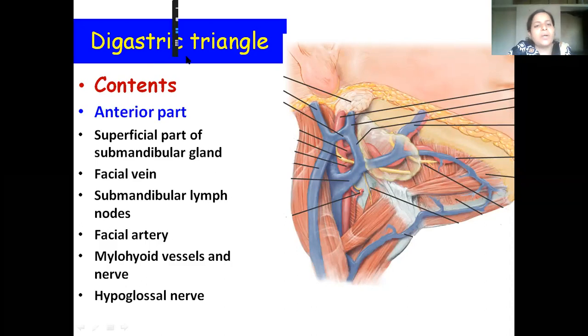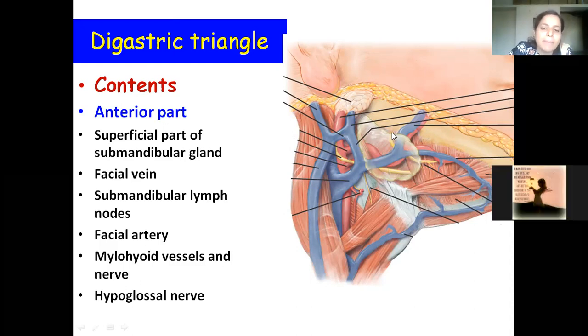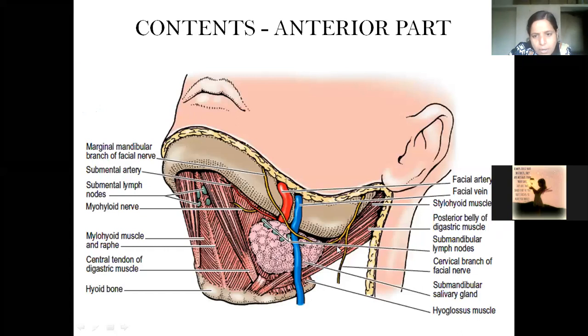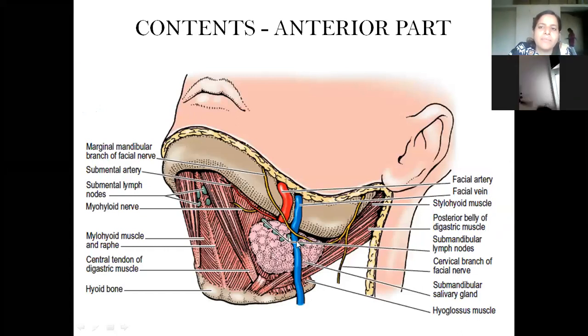What is the other name I told you for digastric triangle? I said it is submandibular triangle. Why do we call it submandibular? Because we have the submandibular gland over here. Okay. So this is all the digastric triangle. So submandibular salivary gland, facial artery, facial vein, isn't it?